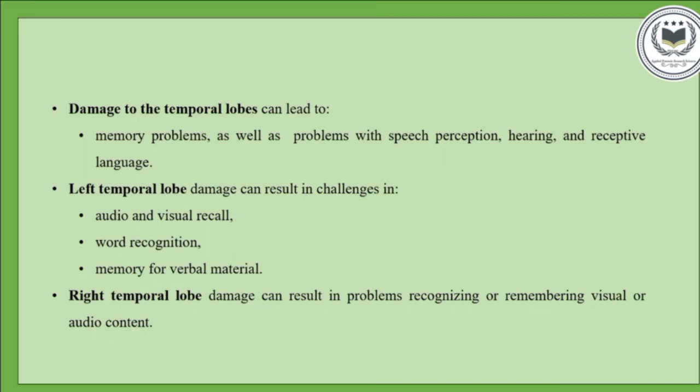Any damage to the temporal lobe will lead to memory problems, as well as problems with speech perception, hearing, and received language. If we go specifically to the left and right temporal lobe, then if the left temporal lobe is damaged, it might affect audio and visual recall, word recognition, and memory for verbal material. Any damage to the right temporal lobe will result in a problem recognizing and remembering visual or audio content.